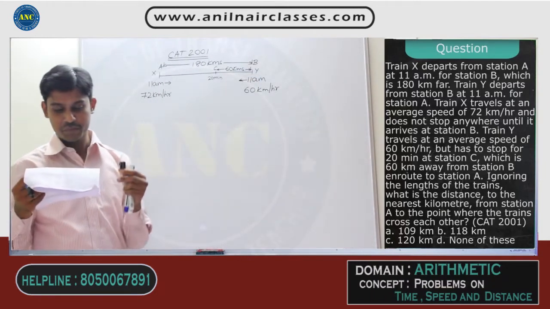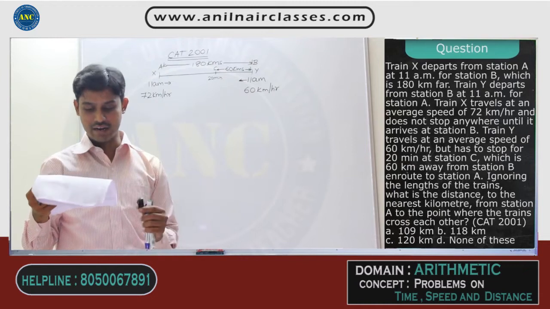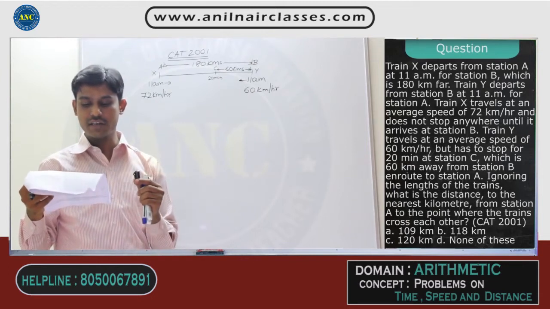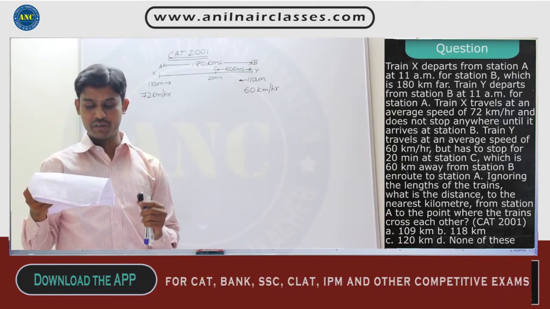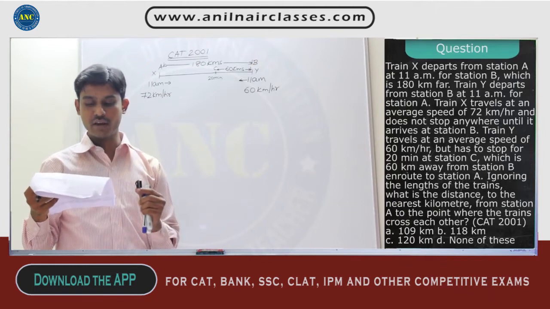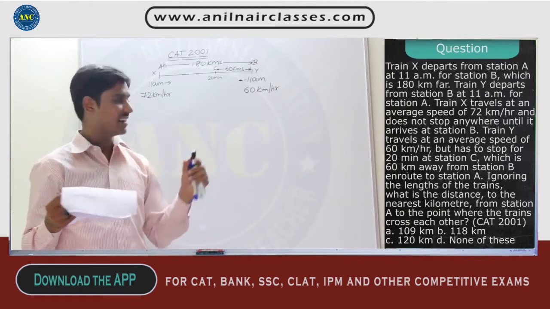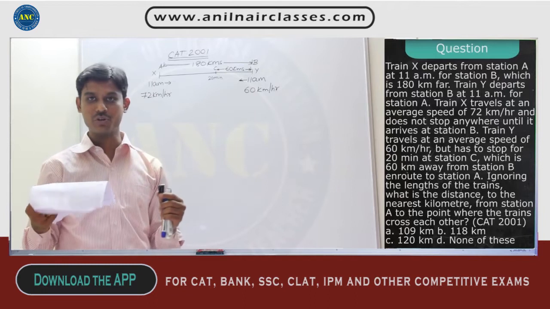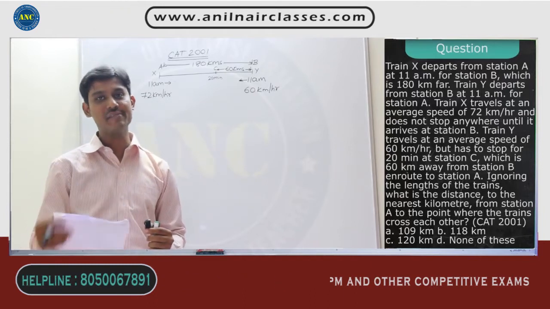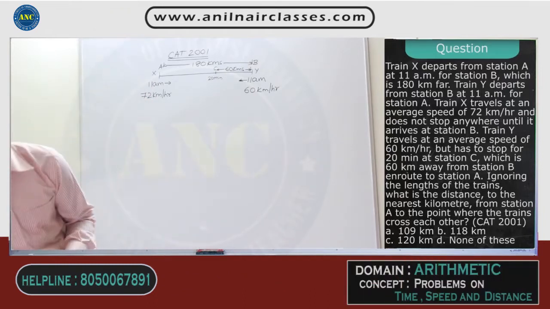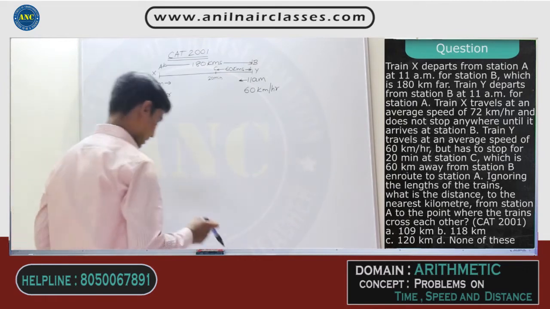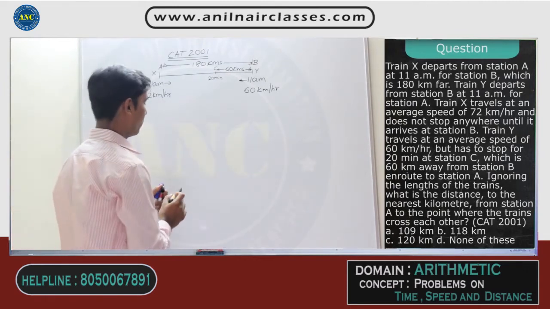Now, your question is, ignoring the length of the train, what is the distance to the nearest kilometer from station A to the point where the trains cross each other? That is nothing but they are asking, like the previous question, at what distance from A will they meet, right? That's what they are asking. Now, see here, same analogy we will implement here, sir.